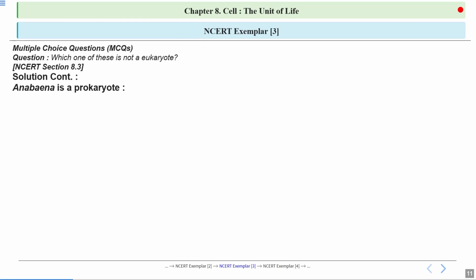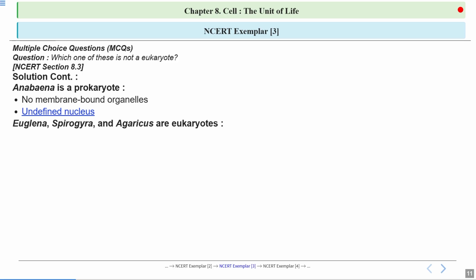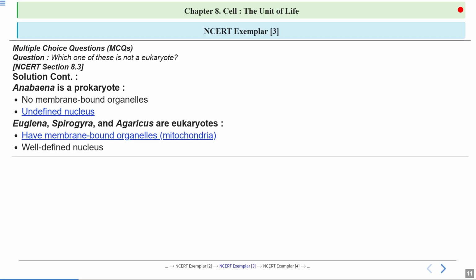Now you can see Anabaena is a prokaryote. It doesn't have membrane-bound organelles. It doesn't have a true nucleus. Euglena, Spirogyra, and Agaricus are eukaryotes. They have membrane-bound organelles such as mitochondria. They have a well-defined nucleus also.